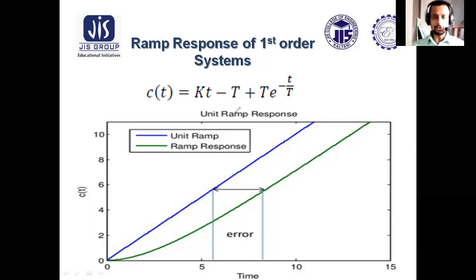So the difference will be increasing as time goes on. Initially this difference is less, as this term is less. As the time goes on, this difference will become more, and finally the difference when time tends to infinity will become equal to capital T. Now this is the ramp response of a first order system.